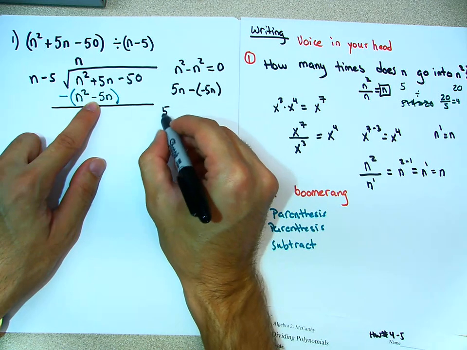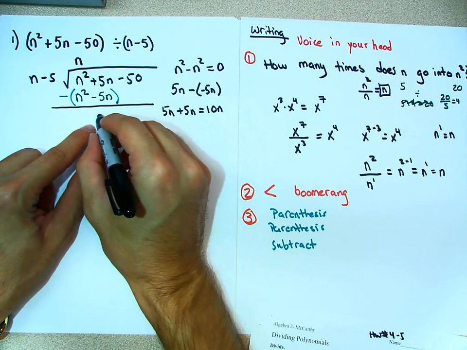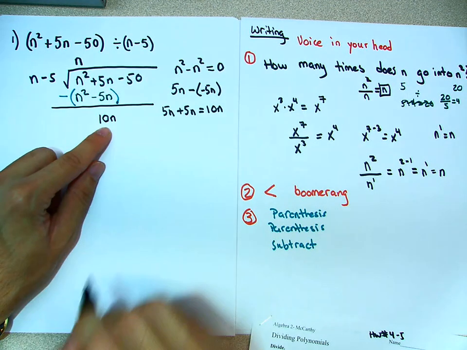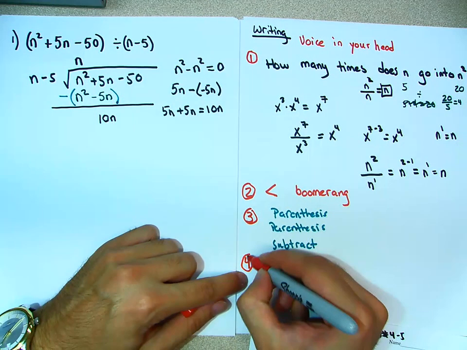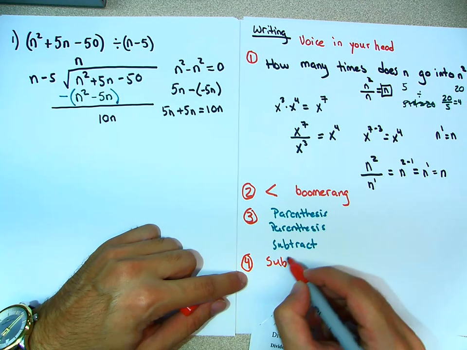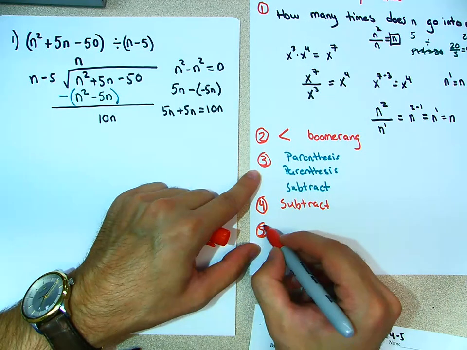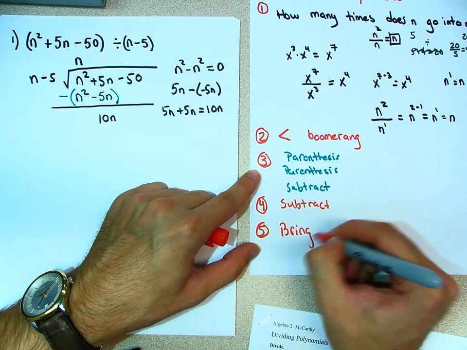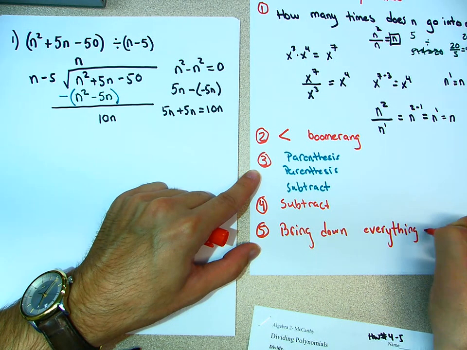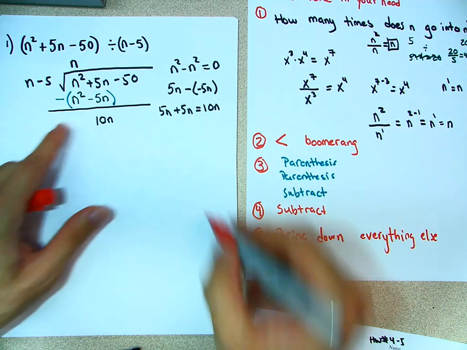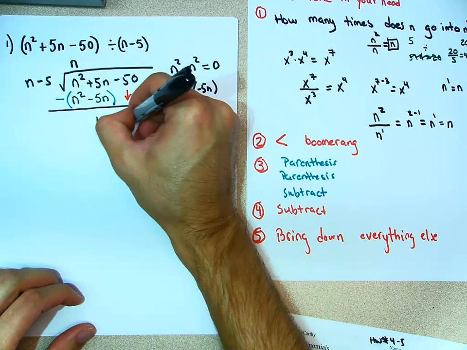So this becomes 5n plus 5n, which is 10n. And we put it over here. Okay? And then here, oh, maybe I should have written that as a step 4. Now subtract, right? That's what you did. You did this minus this. And what's step 5? Bring down everything else. So here, we're going to bring down this minus 50. And this is minus 50. Okay?